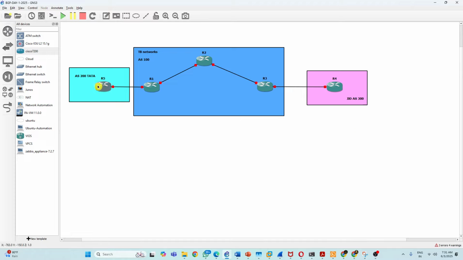And this Tata has another connection with another ISP, like BSNL and all. And these ISPs are connected to what? Data centers, Geos and all, right? Consider this a data center where you will have a bunch of routers. So you can say this is all internet. Or else I'm just taking a cloud here to represent the internet.